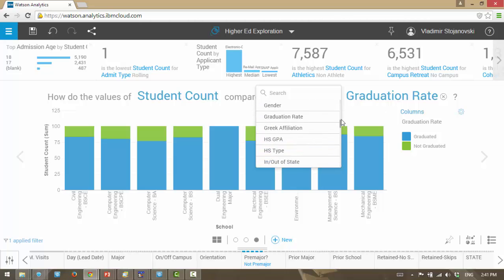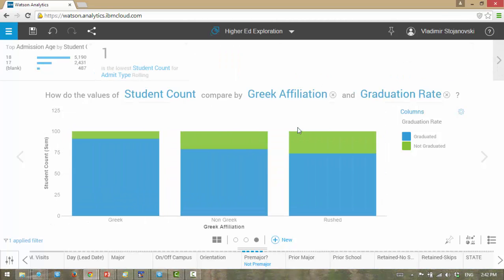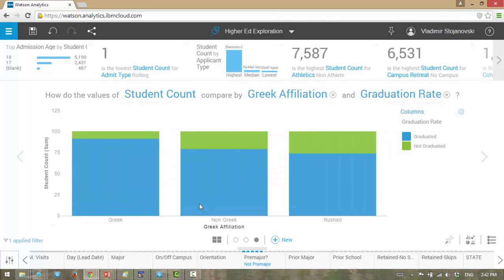For instance, I believe that Greek affiliation, and in general how involved a student is on campus, to have a significant impact on graduation rates. The more a student is involved on campus, the more likely they're to remain longer, and thus they're more likely to graduate. Let's see if that holds true. We'll slightly modify the question and ask for graduation rates by Greek affiliation. And my suspicions are correct. So students that belong to a sorority or a fraternity have a pretty high graduation rate. Those that do not have a lower graduation rate, and those that were rushed but did not make it into a fraternity or a sorority have the lowest rate of graduation.